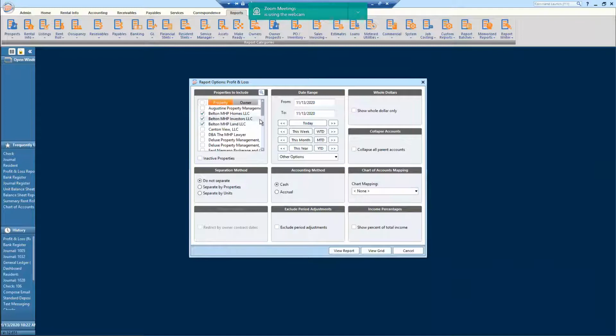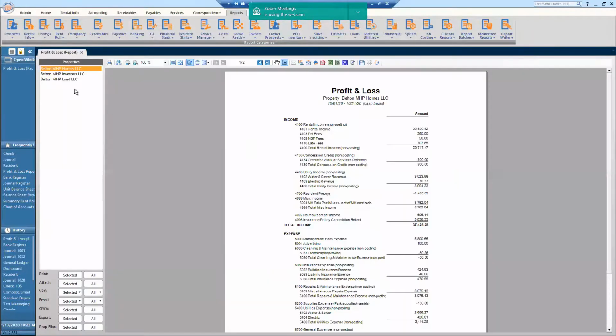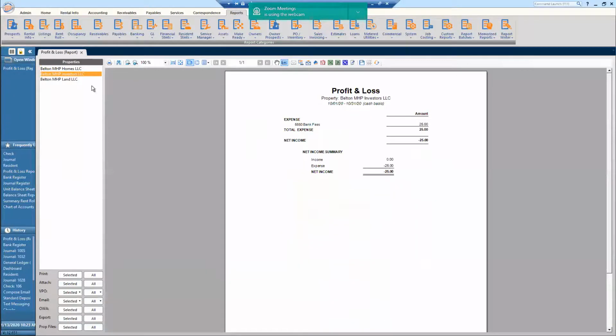Belton Investors is the parent company. That's where my investors put in cash. And then the 2 wholly owned subsidiaries: the land owns the land, the homes owns the homes. Pretty easy. So Belton Investors has minimal transactions every month, frankly, because it's just a holding company. It gives their distributions to investors. Okay, so October, separate by properties. View report. We'll go look at investors first because it's easy.